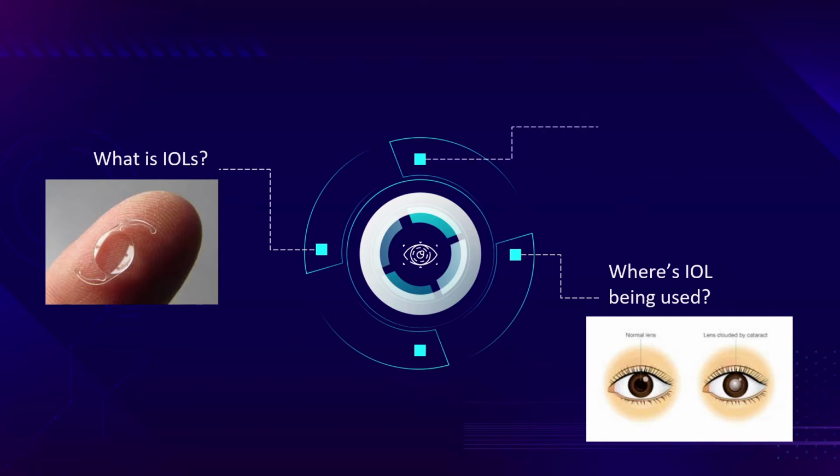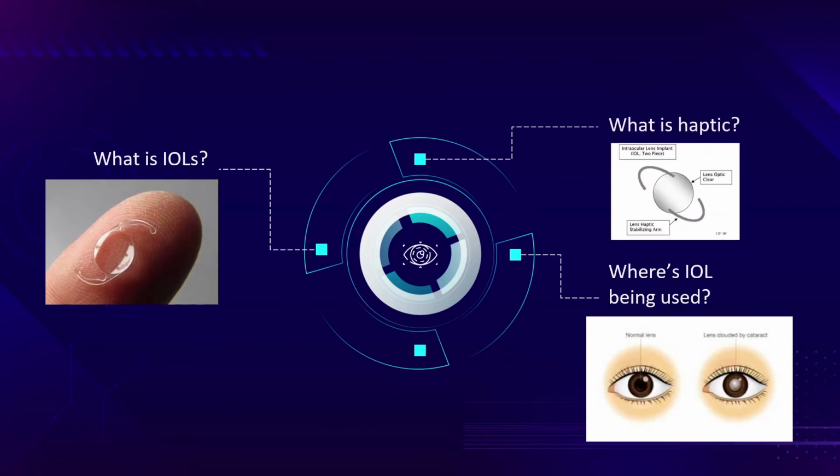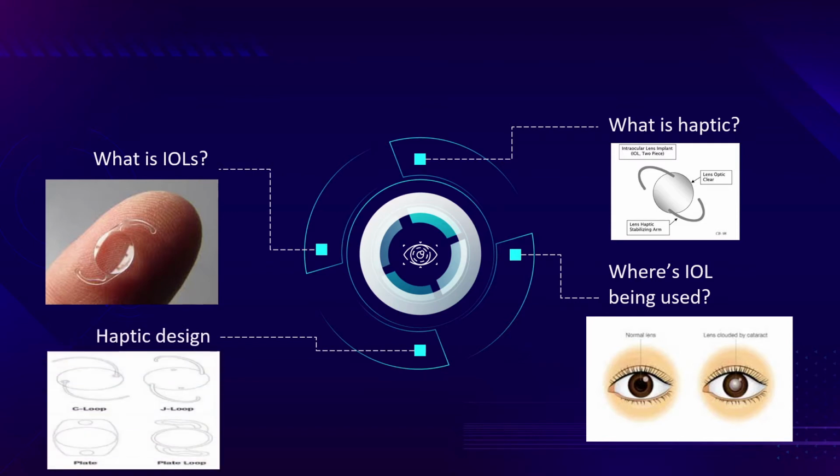Now, let's look at what a haptic is. A haptic is a handle or a small filament connected to the optic that holds the lens in place in the eye. Then what about the haptic design? There are a lot of haptic designs such as C-loop, J-loop, plate and plate loop. However, my research will primarily focus on the C-loop design, as it is the most common type being used.